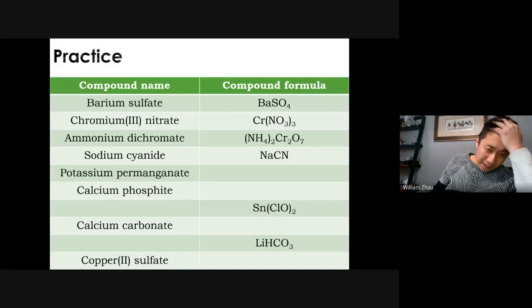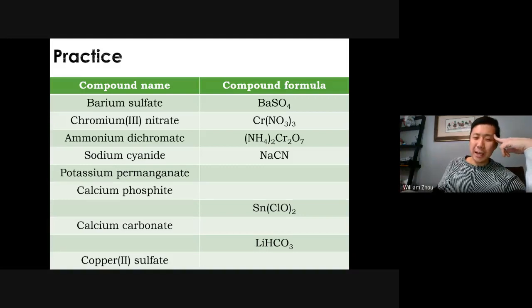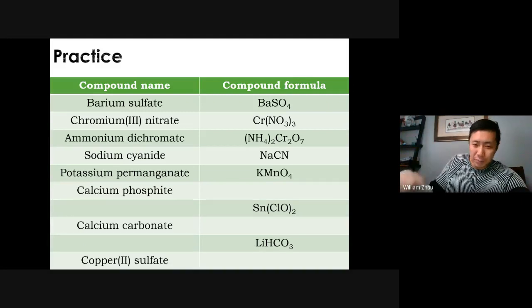Okay, next one, potassium permanganate. Potassium is K. Permanganate, what is permanganate? Look in the polyatomic ions table. That is MnO4. So it's K 1 plus, permanganate is 1 minus, so this is KMnO4. The hard part is to know that permanganate is a polyatomic ion. It is not an element on the periodic table, and I can't teach that. That is just practice. You've got to look at it enough and then you will know.